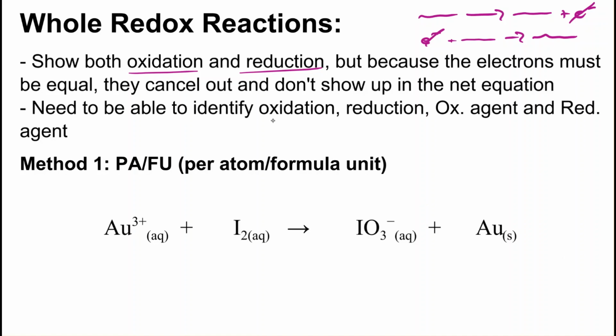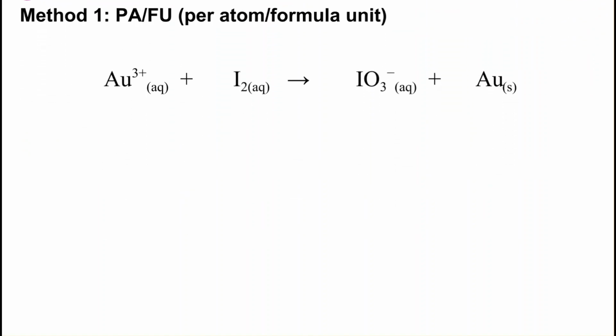You need to be able to identify oxidation, what substance is being oxidized, what substance is being reduced. You need to know which substance is the oxidizing agent and the reducing agent. And you also need to know the number of electrons transferred. That's another thing, but I forgot to write it down, so whatever. So let's try method number 1, which we call PAFU, the per atom formula unit method. And the way we do this is we identify the oxidation number of every single entity in here.